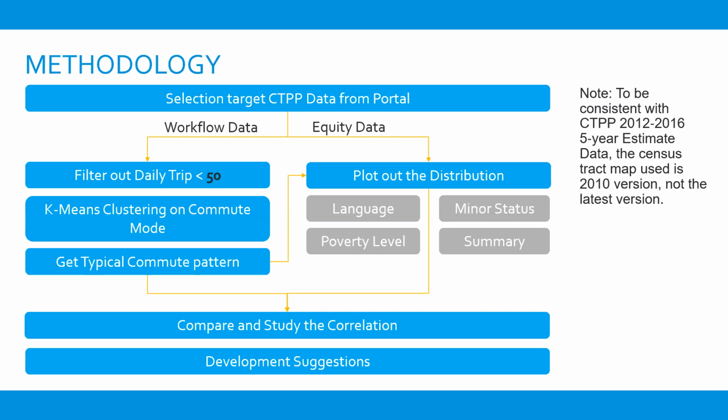And for those 5 categories of census tracts, we plot out their distribution of some equity features. There are 3 major equity features that I chose. First, language isolation, second, poverty level, and then the minority status. And we compare all those equity features one by one among the 5 categories to see how different they are.